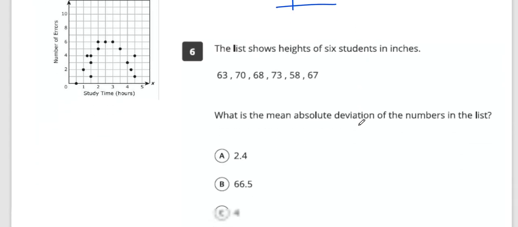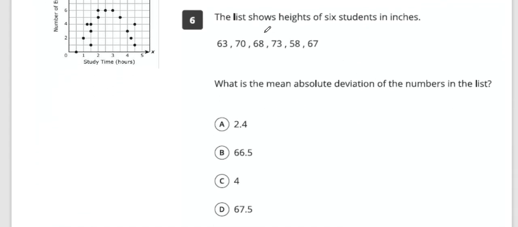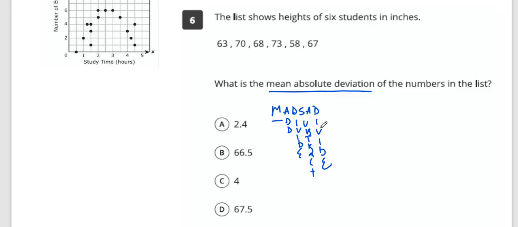There it is. Okay, a list of 6 heights of students. Okay, what's the mean absolute deviation? So that's MAD. You want to get the mean absolute deviation by adding, dividing, subtracting, and then dividing again. Okay, so let's add them all up and get these numbers here. Hold on, I'm gonna pull it to this side.